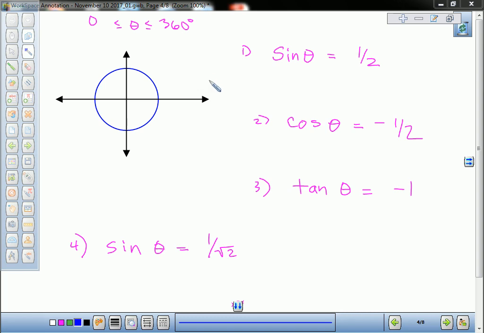So today what we're going to do is think backwards. If I gave you a value for one of our ratios, could you give me the angle measures at which sine of theta is equal to 1/2? That would be right here and right here. So in degrees, those would be 30 and 150.